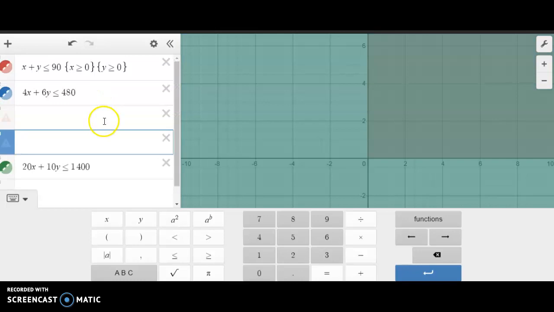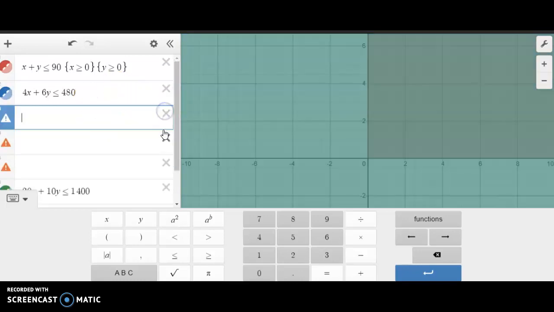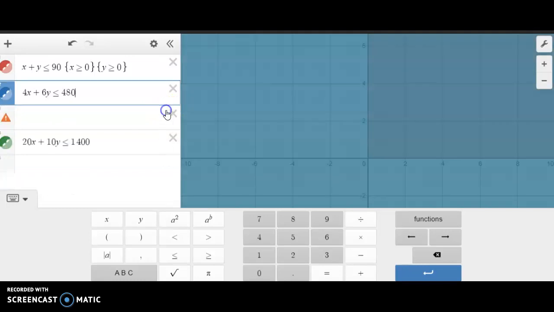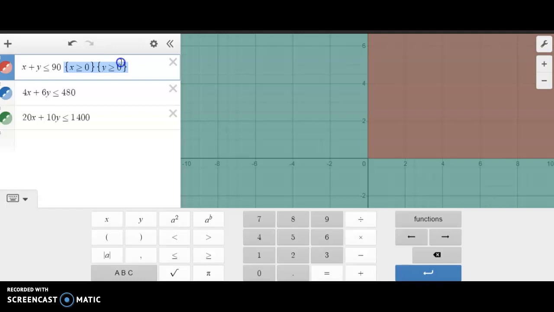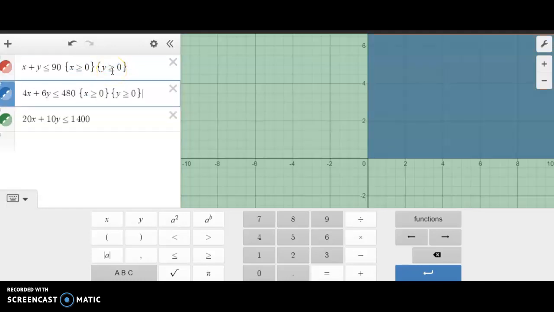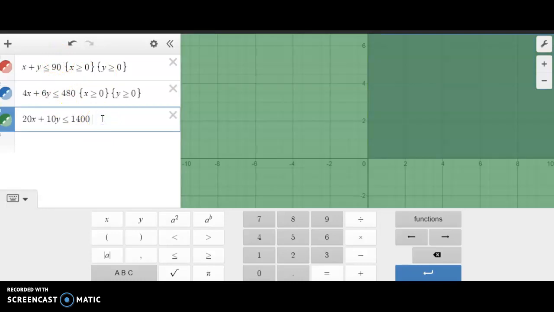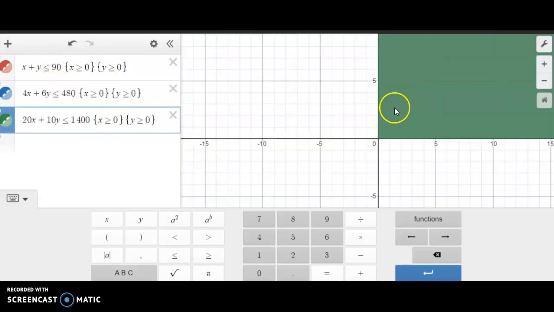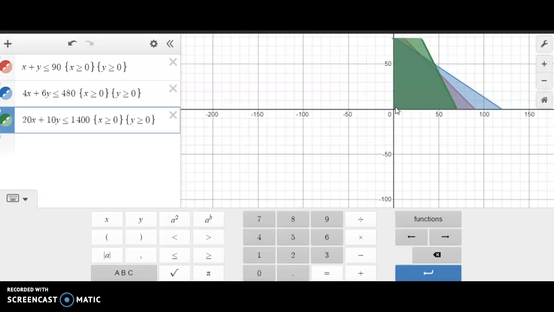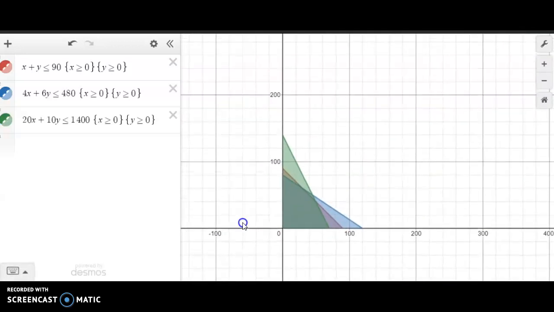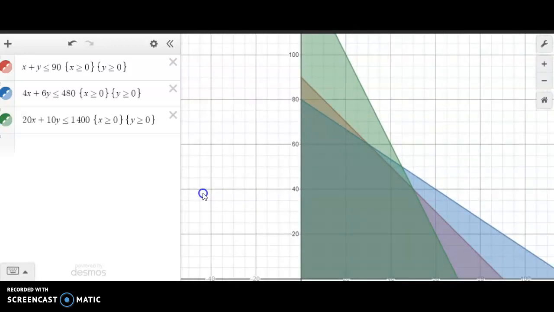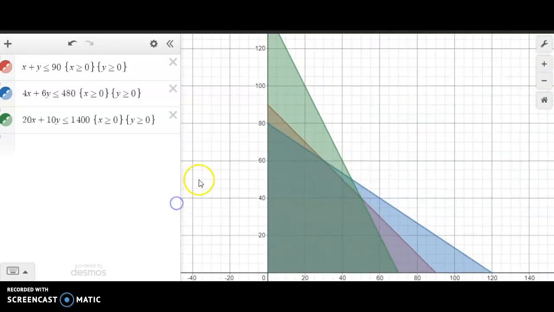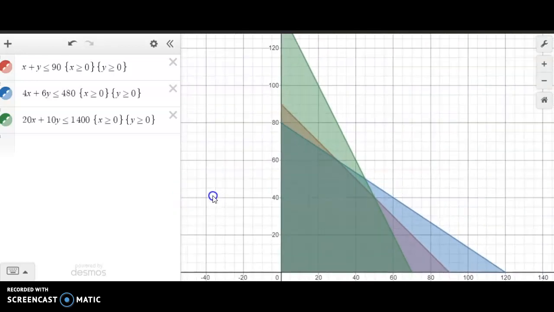I'll just copy that down into these other ones. Close these, close this, close this, close this. Just going to Control-copy that. Put it in there. There we go. Put it in there. And you'll see that I have graphed my feasible region.